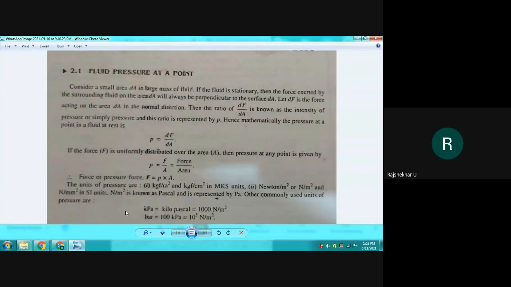Other commonly used units of pressure are kilopascal, where this small k indicates the suffix, and sometimes megapascal also. Mega is 10 power 6, kilo is 10 power 3, so 10 power 3 or 1000 Newton per meter square. Bar is another unit of pressure, which is 10 power 5 Pascal, which can be written as 100 kilopascal. 100 into kilo, which is 1000, automatically gives you 10 power 5 Newton per meter square.